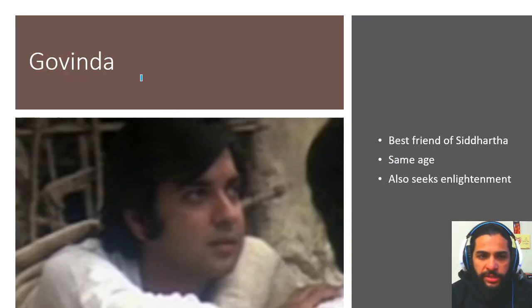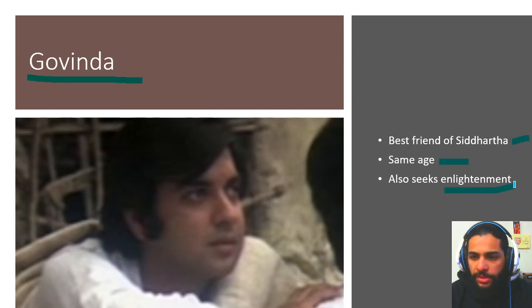His best friend is a gentleman named Govinda, and Govinda is the same age, and he's also seeking enlightenment. He's kind of a follower of Siddhartha. Siddhartha is mainly the leader, and Govinda is along for the ride, at least in the early part of the book, before Govinda becomes independent and starts doing his own thing. So that's an interesting dynamic to see play out, as Govinda follows his best friend Siddhartha around, and then as he grows up, he becomes more and more independent.